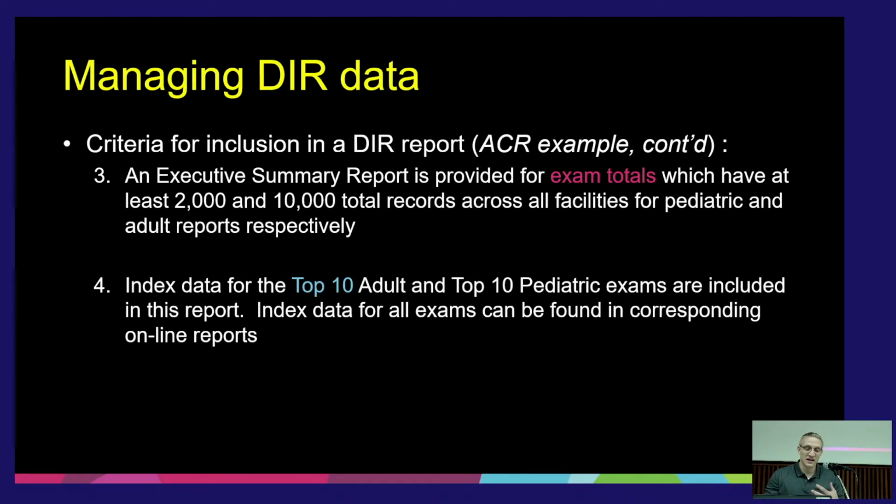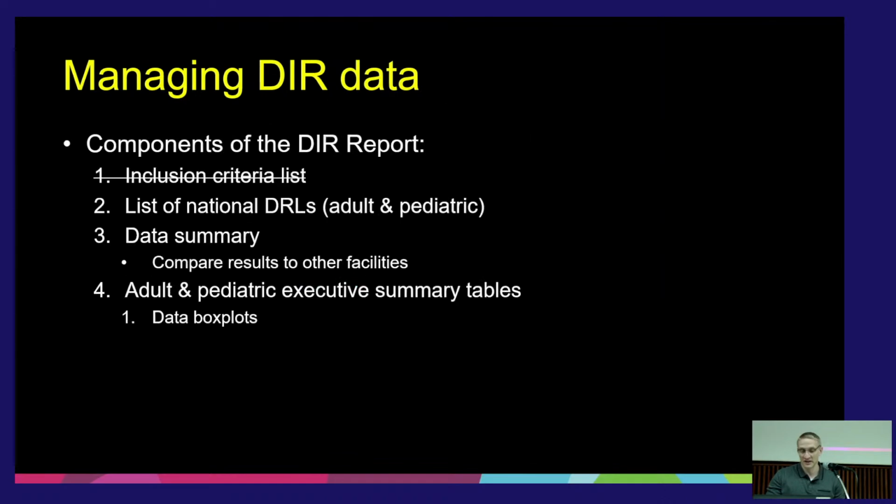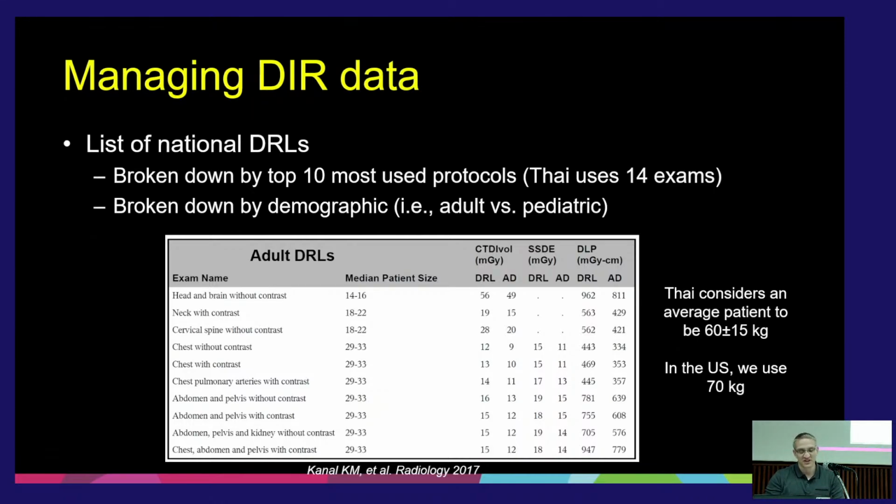So the ACR doesn't do comparisons unless there's a minimum of, as you can see, 2,000 to 10,000. And then as the ACR has done, they've simply selected the top 10 when you get executive summaries. Of course, as we know here in Thailand, they do a top 10 plus 4, unique and specific to Thailand. So a total of 14. So you just need to be upfront in your report, define what your inclusion criteria were. And now, obviously, you want to list what the DRLs are.